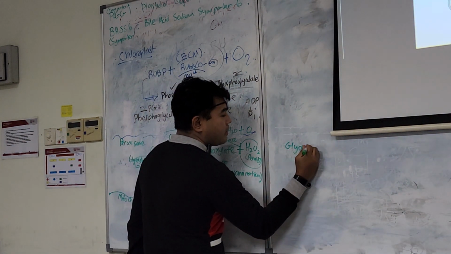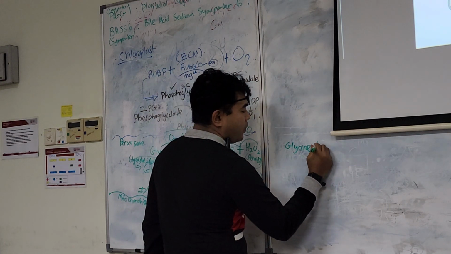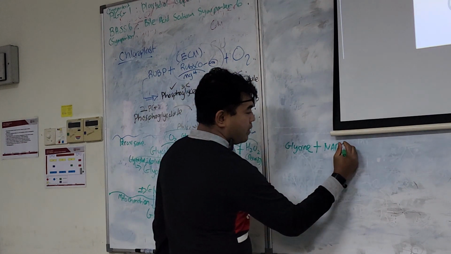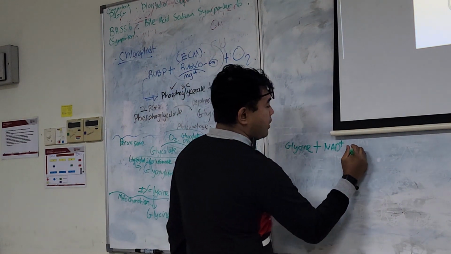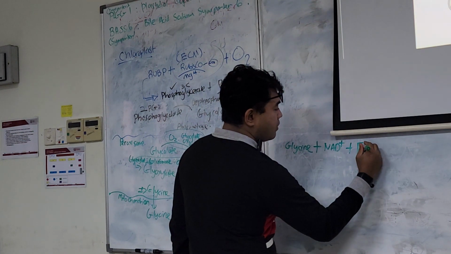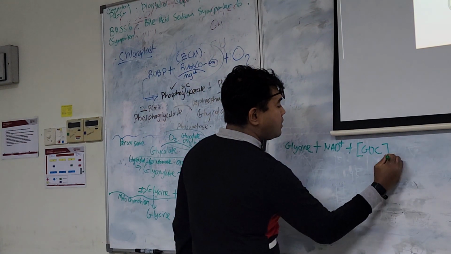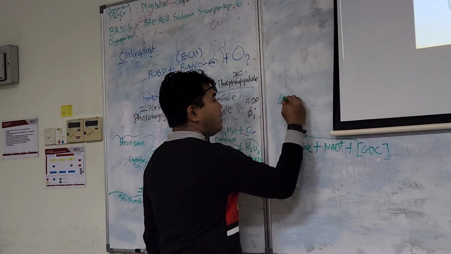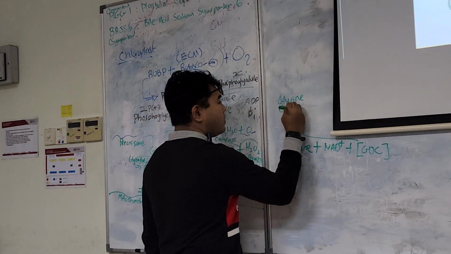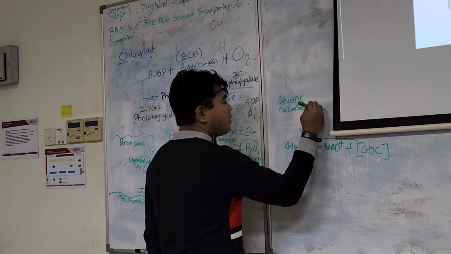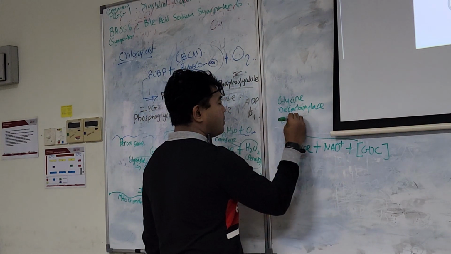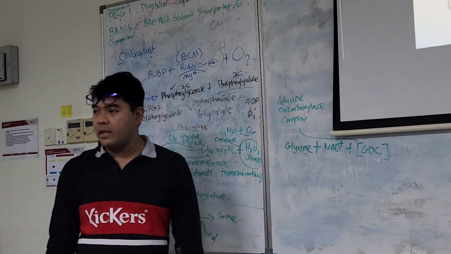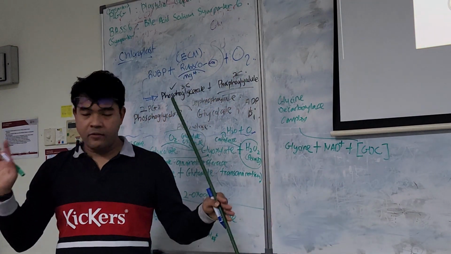Glycine needs to react with NAD plus. Then it reacts with GDC. This is actually an enzyme, glycine decarboxylase complex. When you see it in this form, it means that this thing is not activated yet. Okay, it's not activated yet.